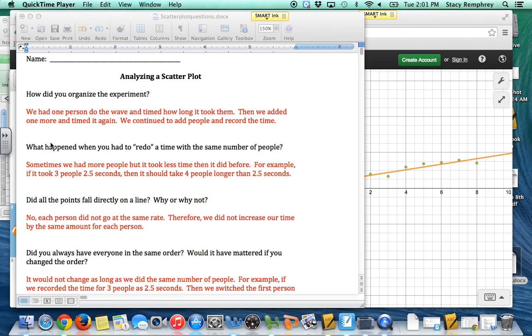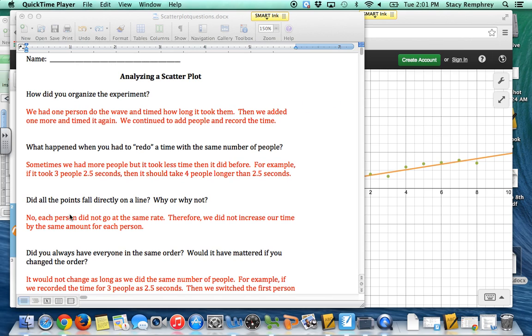So I said we had one person do the wave and timed how long it took them. Then we added one more and timed it again. We continued to add people and record the time. So I talked about recording the number of people and recording the amount of time it took them to do the wave. For those of you that weren't here today, the wave is just that: you're bent down, you lift your hands up, and then you sit down again.